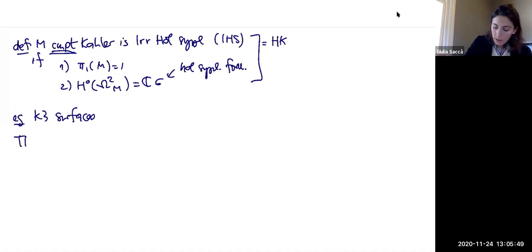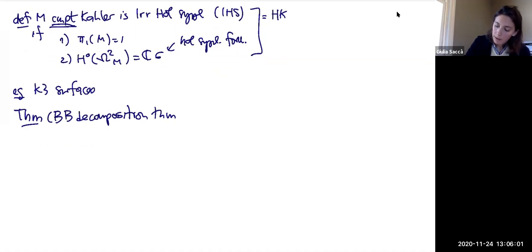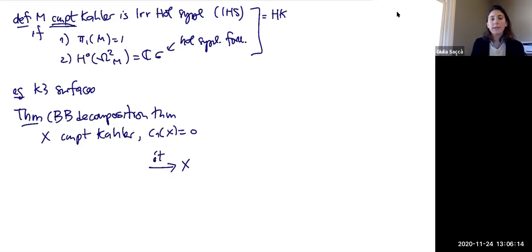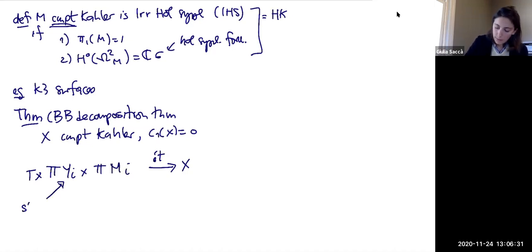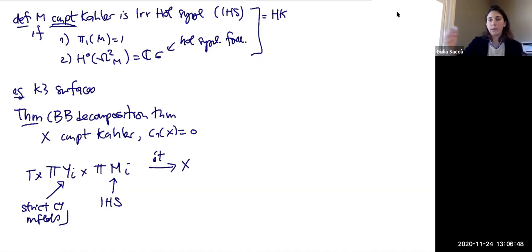Why do people care about them in algebraic geometry? It's because of the Beauville-Bogomolov decomposition theorem. So if X is compact Kähler with trivial first Chern class, then up to a finite étale cover, X breaks into a product of a complex torus times a product of things I'll call Y_i and a product of things I'll call M_i, where these Y_i are strict Calabi-Yau, and these M_i are these irreducible holomorphic symplectic manifolds. And here, strict Calabi-Yau means simply connected and no holomorphic forms except in the top degree.